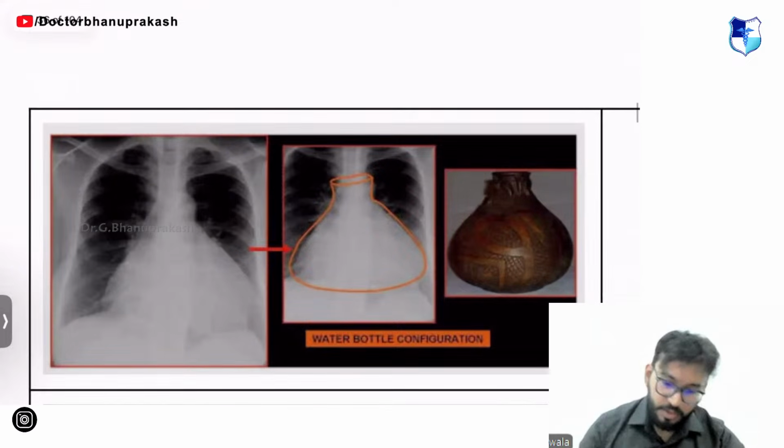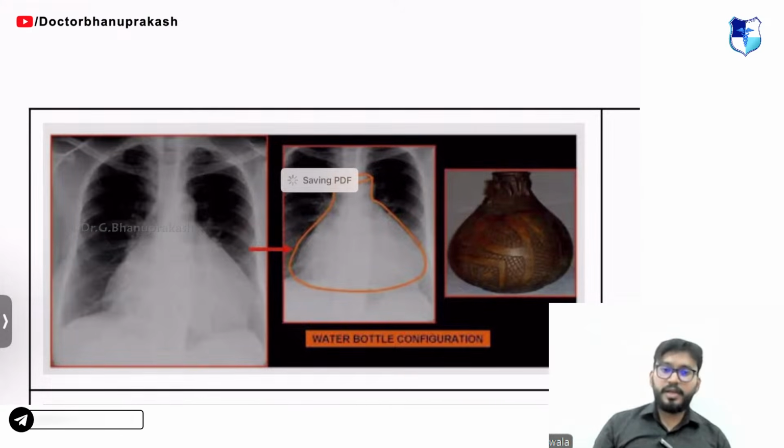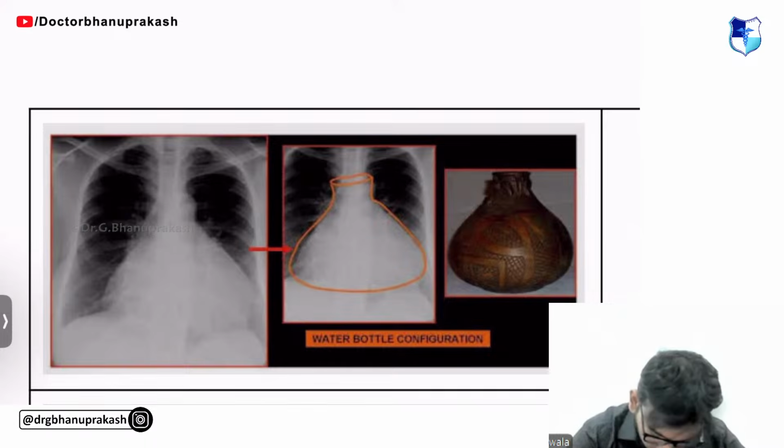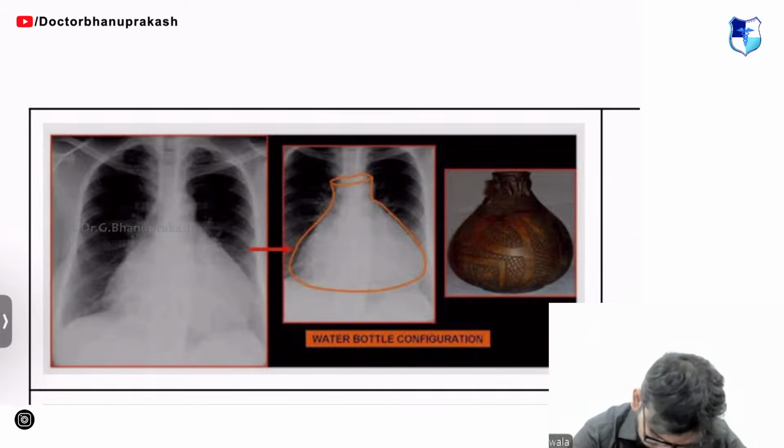Come on, guys. Very easy, very simple, very commonly asked. What is this? Come on, quickly. What is this?